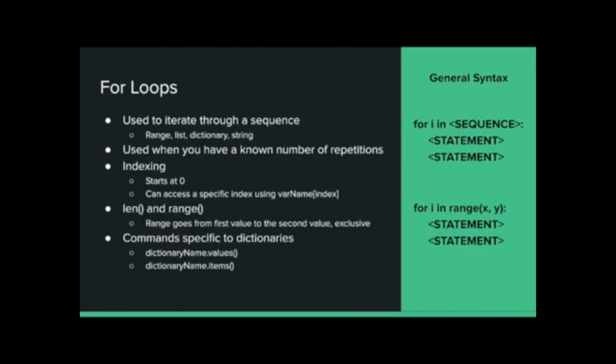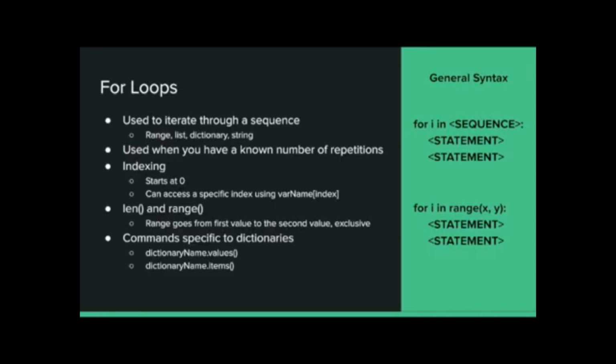Okay, so the next thing we're going to talk about is for loops. For loops are used to iterate through a sequence. This can include a range, a list, dictionary, string. And they're also primarily used when you have a known number of repetitions. We'll talk about later what to do when you don't know the number of repetitions, but this is when you have a known number.